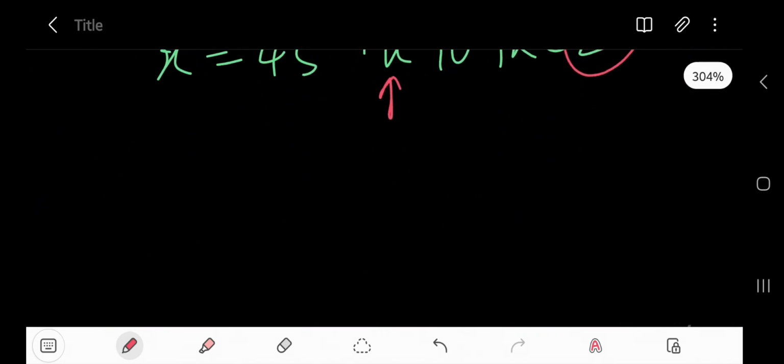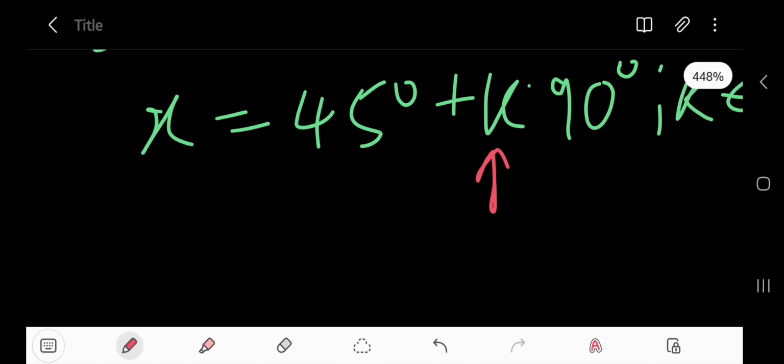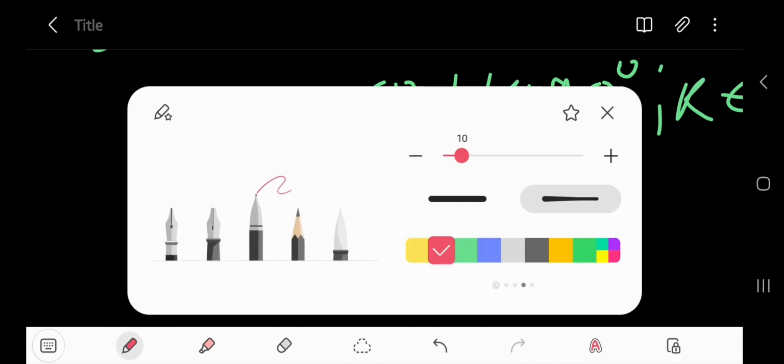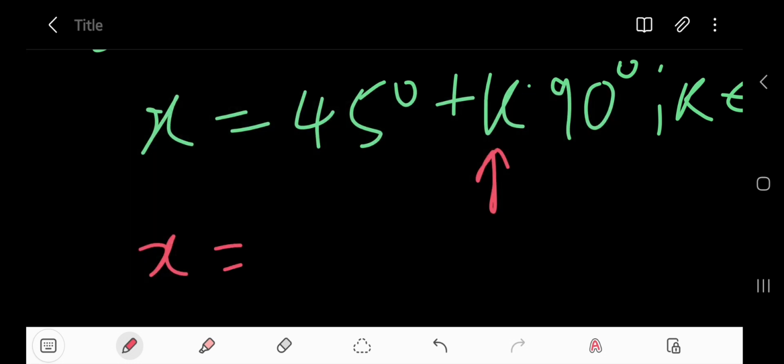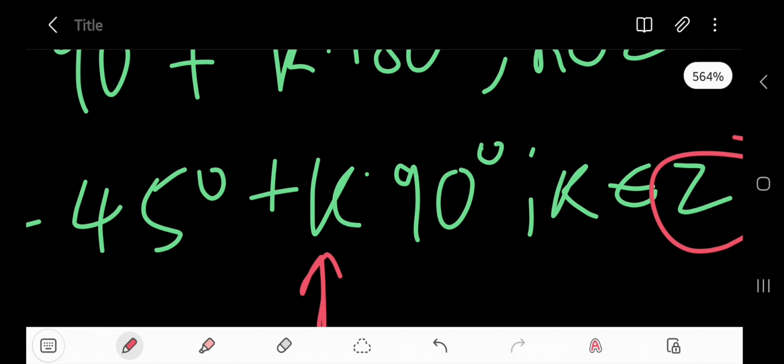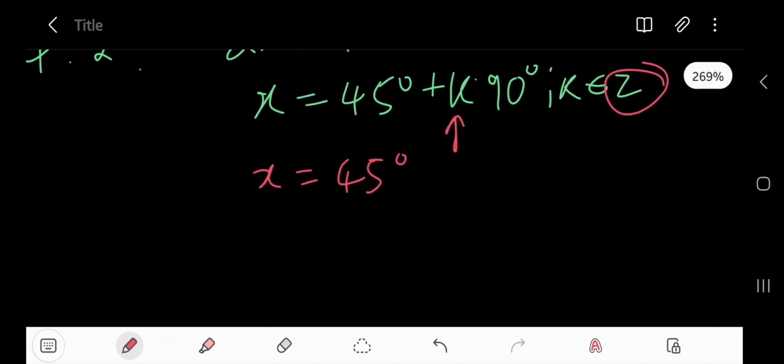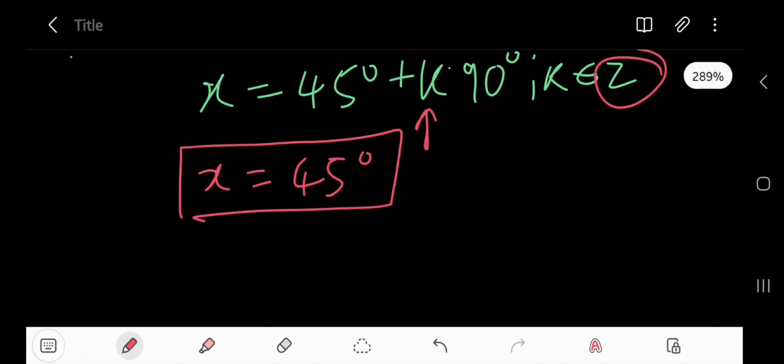So now if we replace k with 0, we're going to get our x as 45 degrees. If we try and replace it with 1, we are going to get 135, but it's out of our interval. If we replace it with -1, we're going to get -45, which is out of our interval still. So this is the first solution that we get from here.